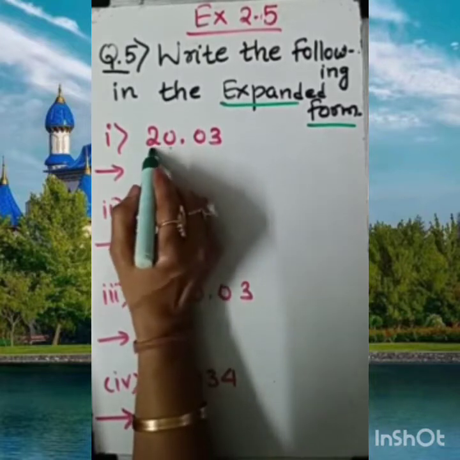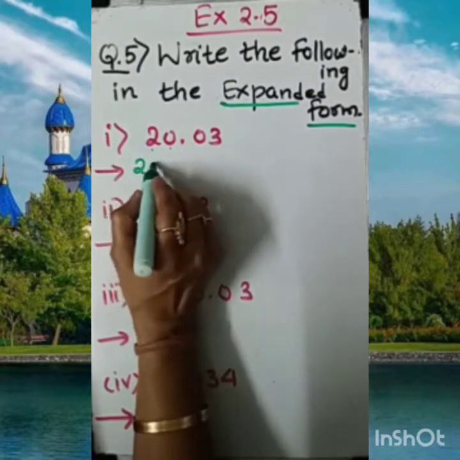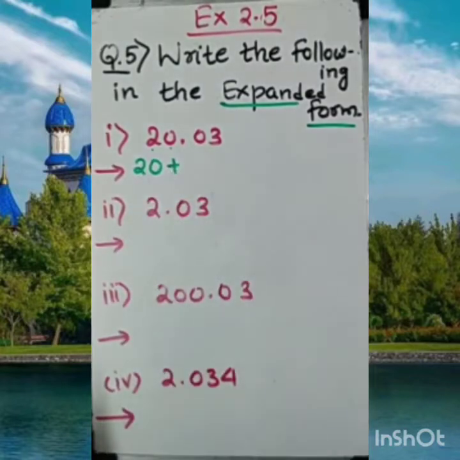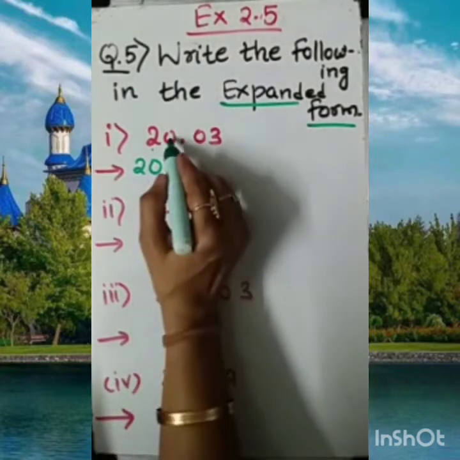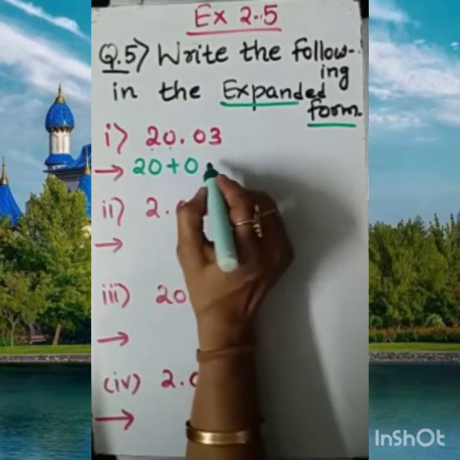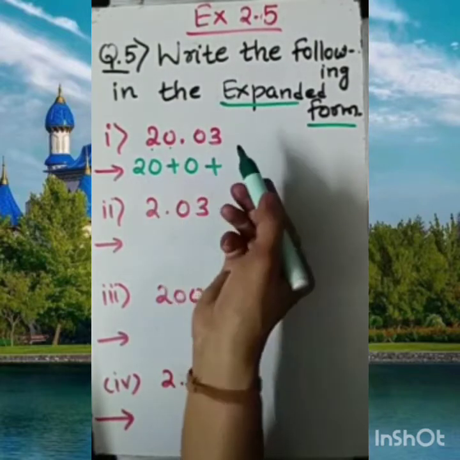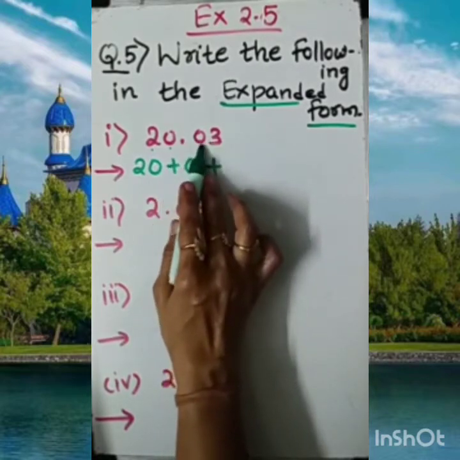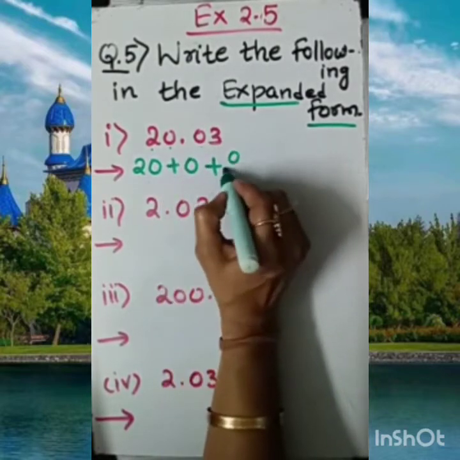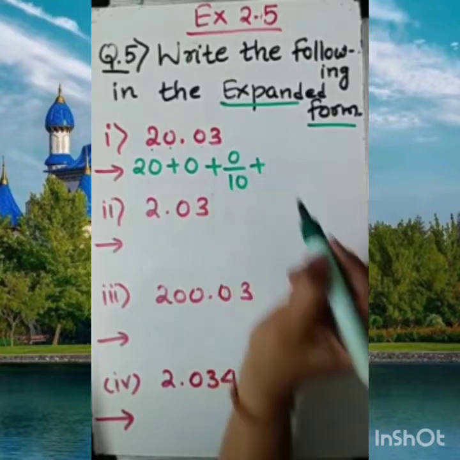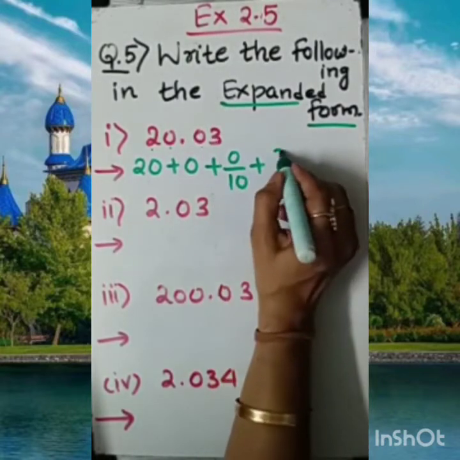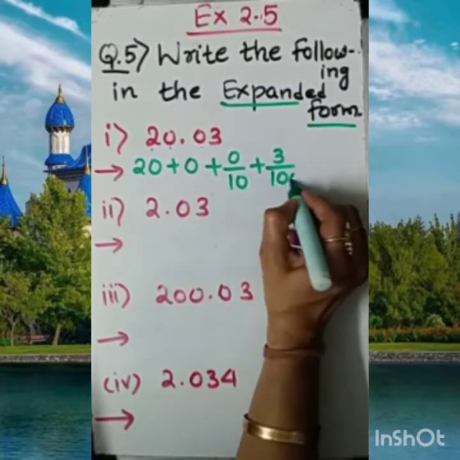Ones place, tens place. So the tens place contains 10, 2 into 0, it should be 20. Here the ones place, so it is 0. What about after the decimal? Immediately after the decimal, for the first digit we need to write 0 by 10, and for the second digit, we need to write 3 upon 100.